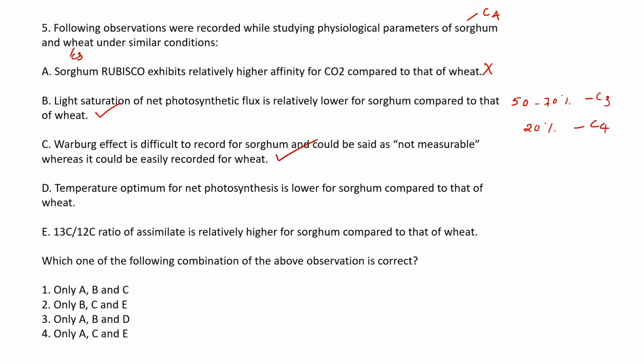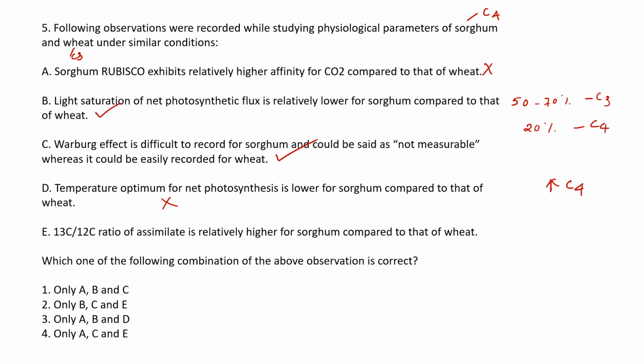Next, statement D. Temperature optimum for net photosynthesis is lower for sorghum compared to that of wheat. This is not correct. C3 plant photosynthesis decreases as temperature increases, and the optimum temperature for net photosynthesis is between 25 degrees Celsius to 35 degrees Celsius in C3 plants. But in the case of C4 plants, the photosynthesis rate remains constant with increasing temperature, and its optimum temperature is between 30 degrees to 40 degrees. So this is higher for C4 plants as compared to C3 plants.